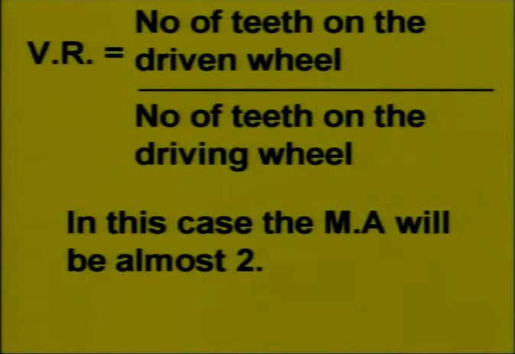This is how you can calculate the velocity ratio: the number of teeth on the driven wheel divided by the number of teeth on the driving wheel. So in this case, the driven wheel is the larger one, and the smaller one is the driving wheel. Now, if you consider the mechanical advantage, that is almost equal to 2, because you calculated the velocity ratio to be 2.